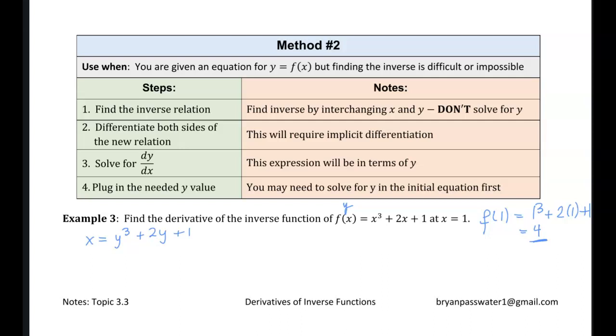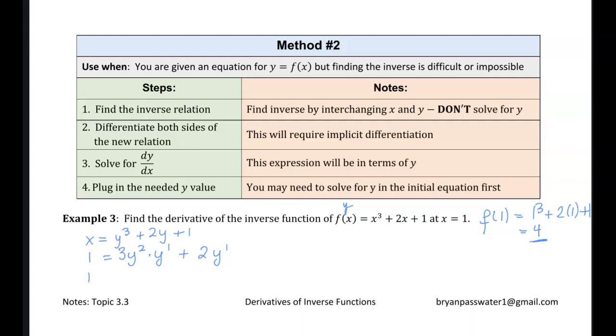But we're using implicit differentiation. So the derivative of x is 1. The derivative of y to the third is 3y squared times y prime. And then the derivative of 2y is 2 times y prime. The derivative of 1 is just 0. So that's kind of where we are.